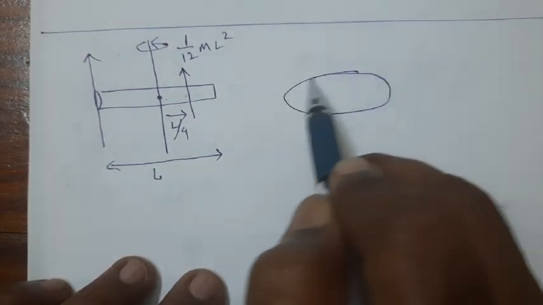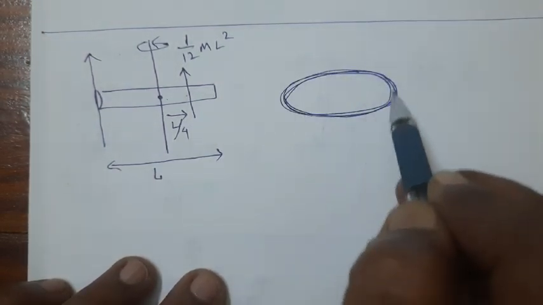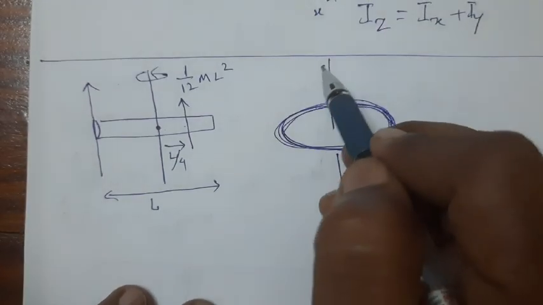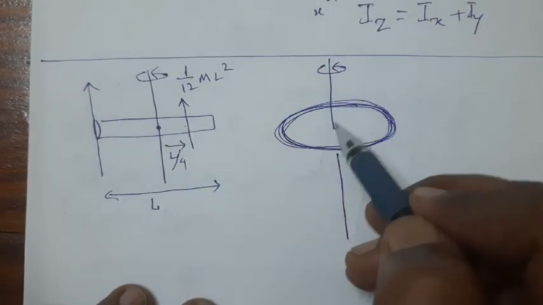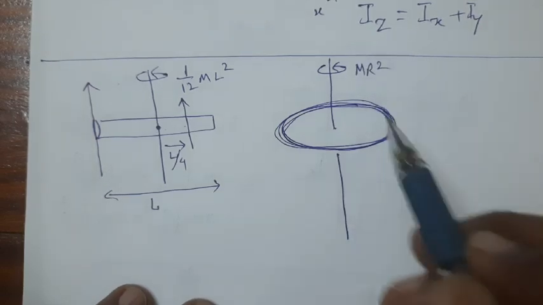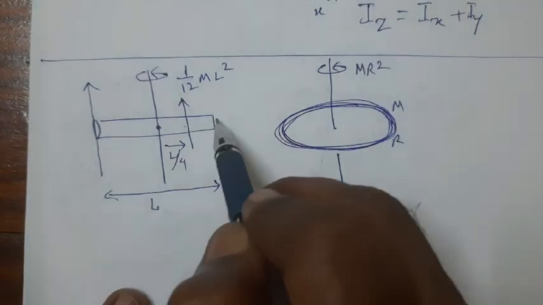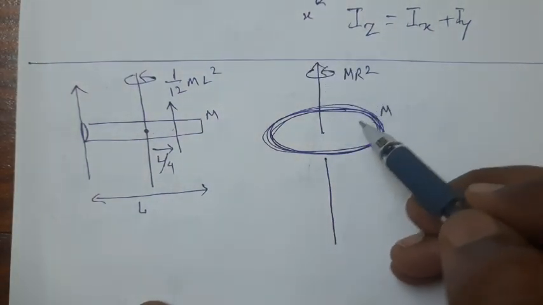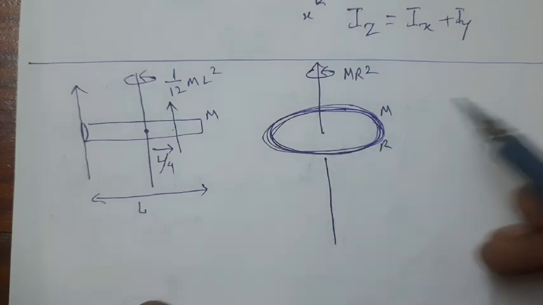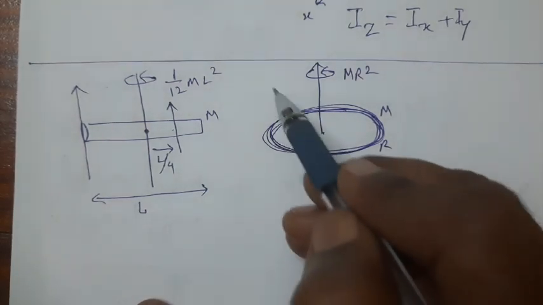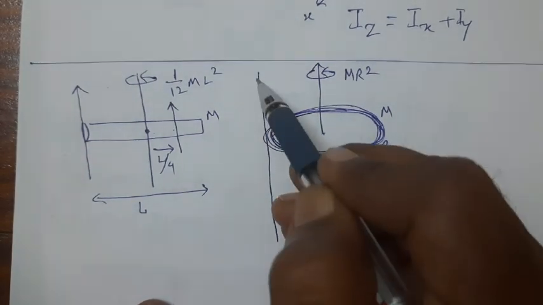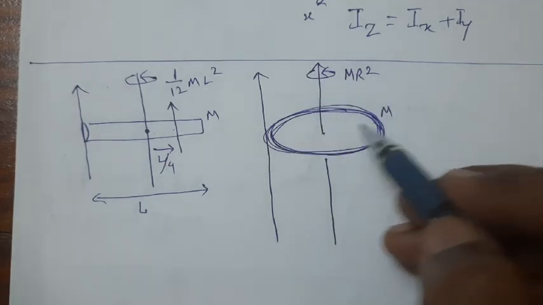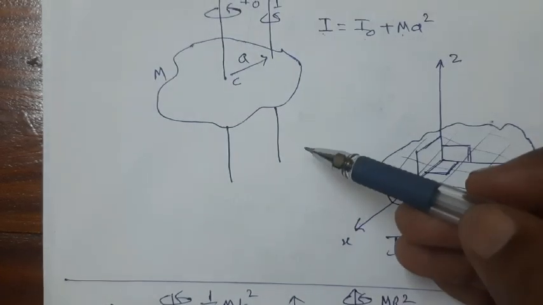Similarly, if there is a ring, now this is a ring, therefore I am showing that it is in the form of a ring, and I am aware of its moment of inertia about its axis, and it is mr square, correct? Where m is the mass, r is the radius. I know the formula for the moment of inertia of a ring about its axis. Now try to determine the moment of inertia about an axis which passes through the edge of the ring and perpendicular to the plane. Correct? Perpendicular to the plane. Again, I can use the parallel axis theorem.